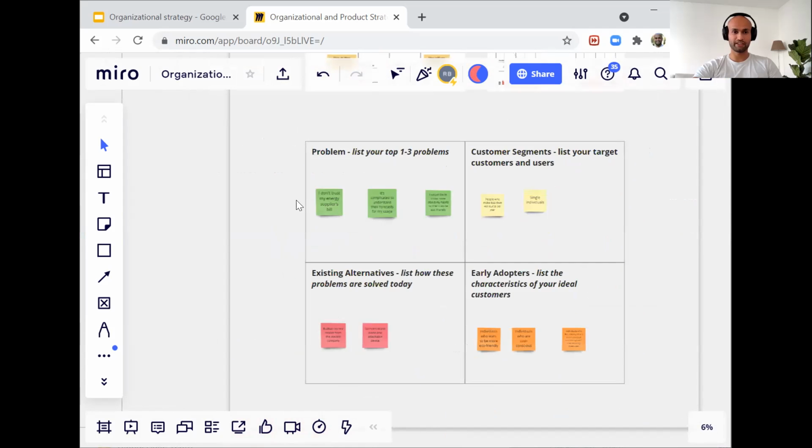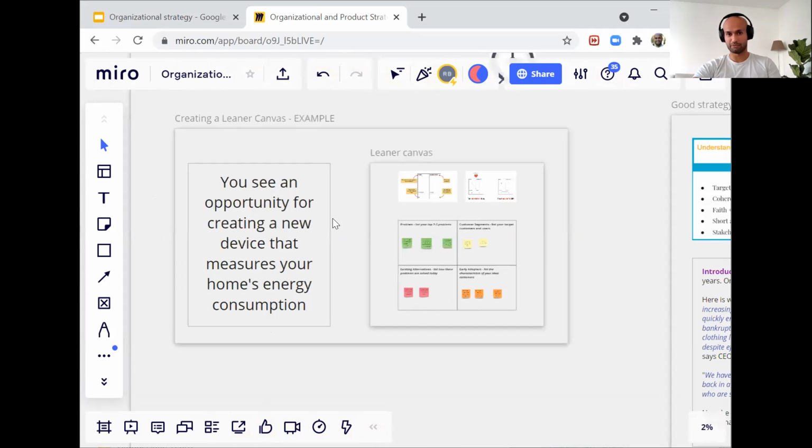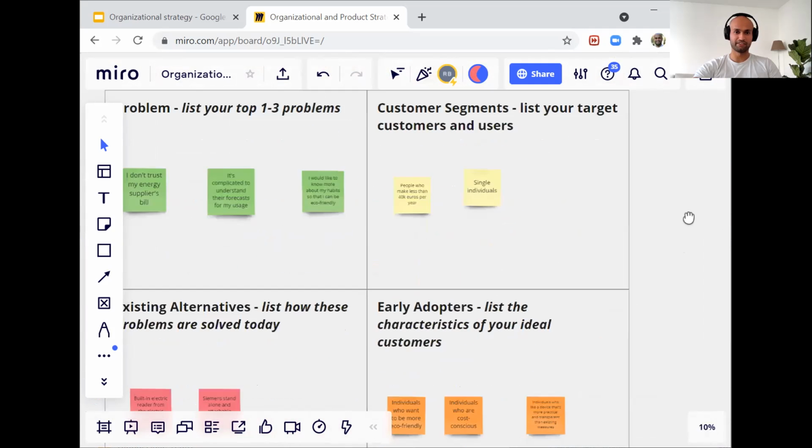So this was a quick example of using the Lean Canvas for a potential business opportunity that you see. Are there any questions around this example?